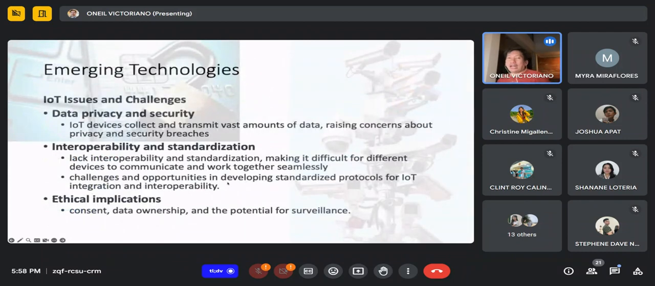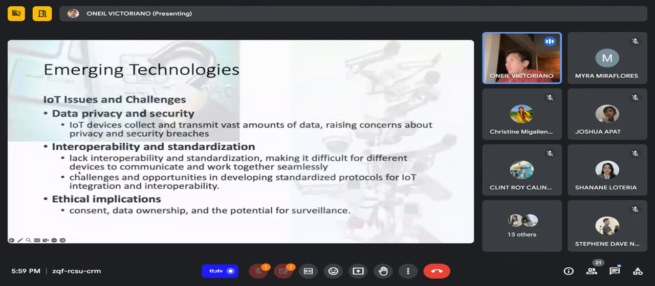But of course, with emerging technologies there would be a lot of challenges, and more or less, most emerging technologies would have these three items as challenges. Number one would be privacy and security. IoT devices would collect and transmit vast amounts of data, and there is rising concern over security breaches and privacy concerns. There's a lot involved in sharing data from different sources.